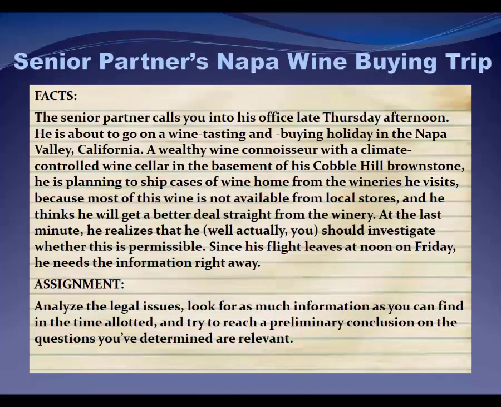Alright, so here's our first legal research problem. You're working at some big law firm in Manhattan, and late Thursday afternoon you get a call from your senior partner telling you that he's about to go on a wine tasting and buying holiday in Napa. He's a connoisseur, and by the end of his trip he wants to have filled up his expensive, climate-controlled wine cellar. He makes the decision that he actually wants to buy wine in Napa and ship it home to his brownstone in Brooklyn. He thinks he's going to get some great deals in Napa. It suddenly occurs to him at the last minute, and it always does seem to occur to the partners at the last minute, that he wants to ship them home, but he's not sure it's legal.